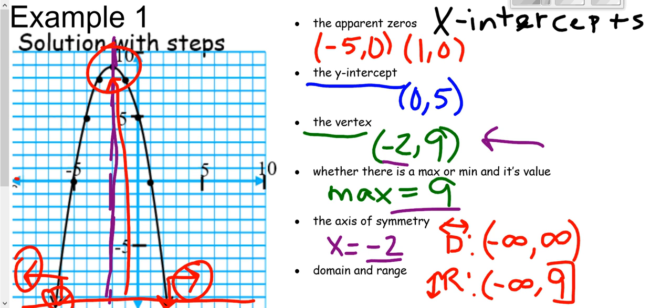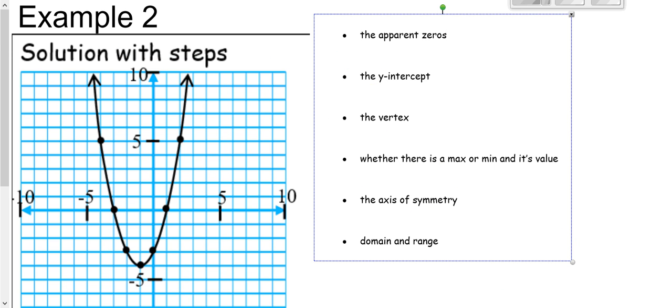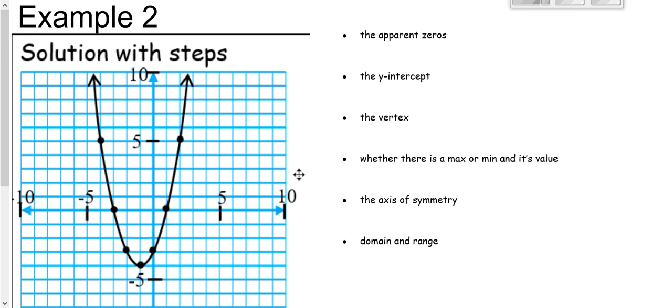Now, these should not be new to you. We talked about all of these in first semester when we were talking about absolute value. The only difference is instead of a V shape, quadratics make more of a U shape. They make a parabola. So let's try another example. If you look at example 2 with me, we have another picture. This time it's opening up and it's got a vertex below the axis, so it's just in a different position, but we can still find all the same information.